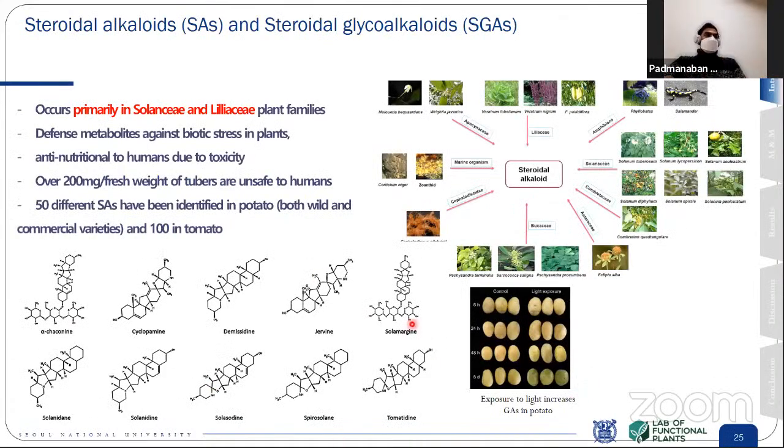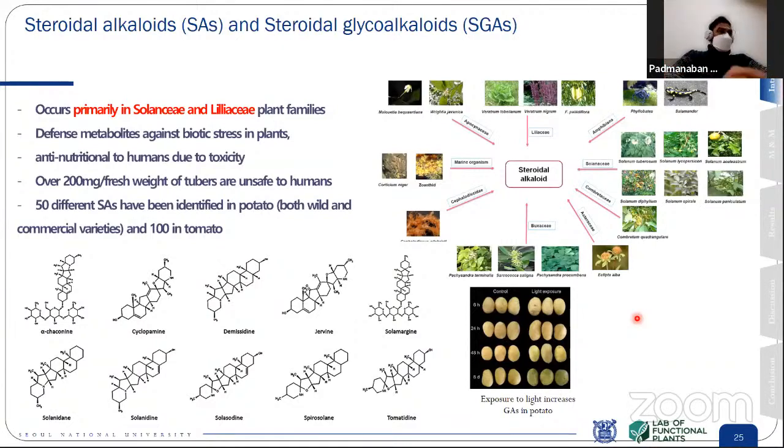So these are the steroidal alkaloids present in plants, like potato. When you expose potatoes to light, a green color is produced, that is glycoalkaloids, which become toxic to humans. So when you find a potato which is green in color, don't buy it or eat it, because it is rich in glycoalkaloids, which are toxic to humans. In dark conditions they will not be produced. So when you buy potatoes, keep them away from sunlight.